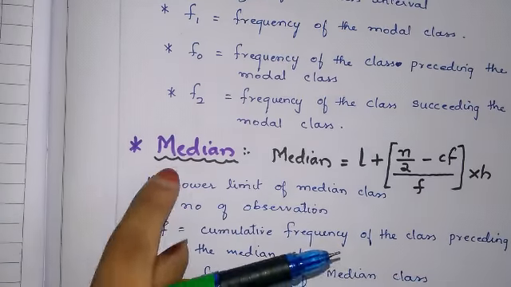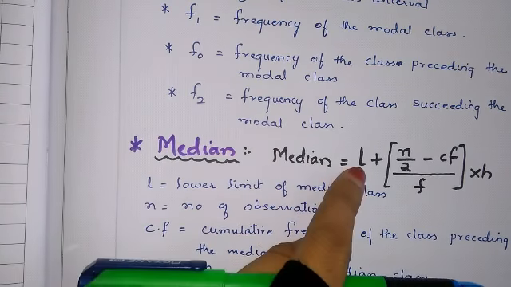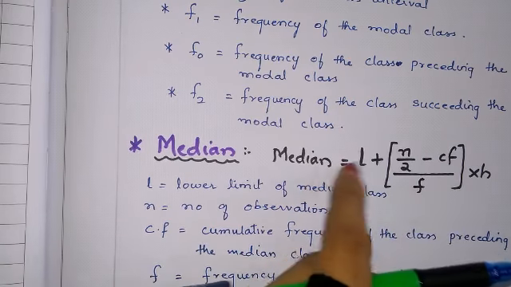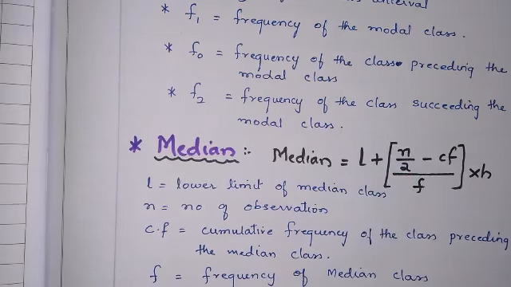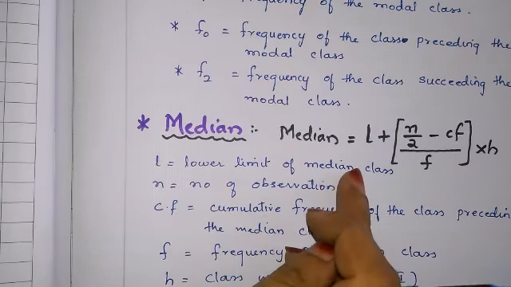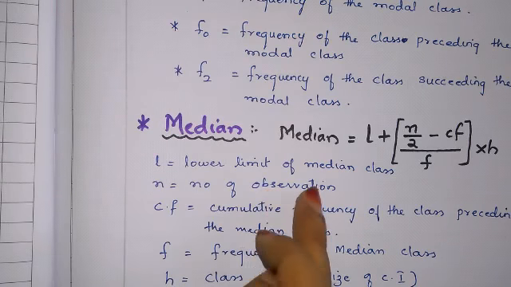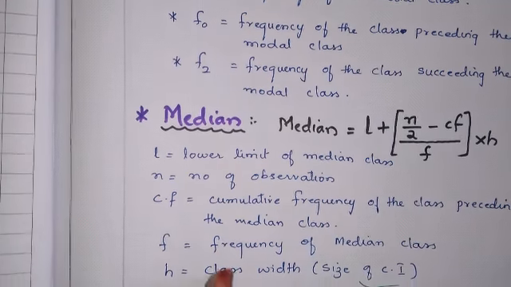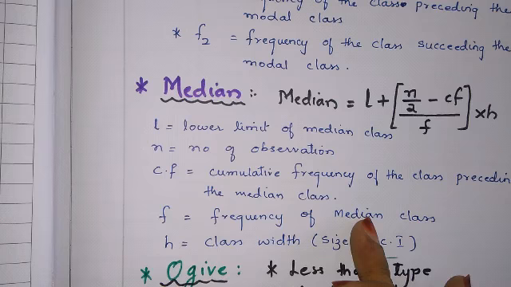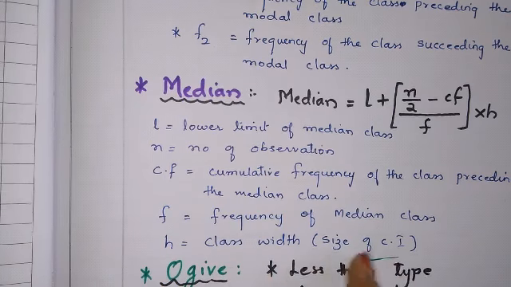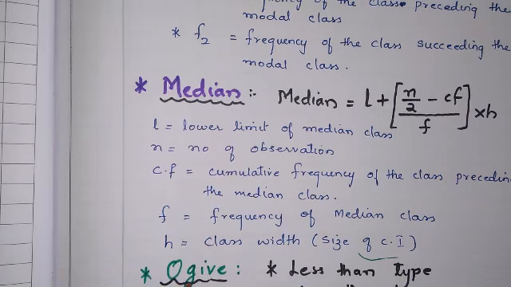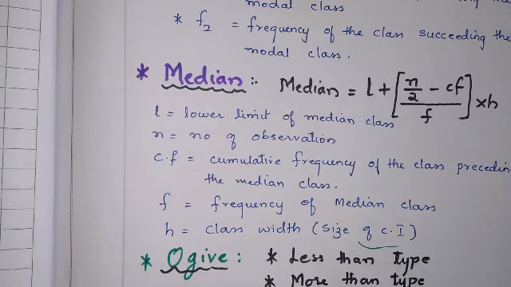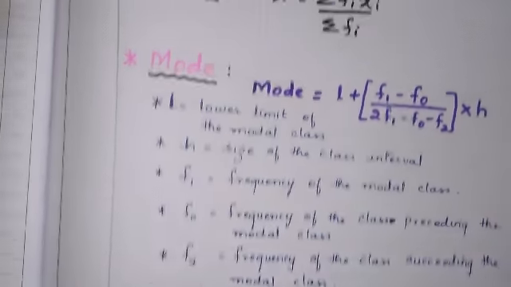The next is median. Median is L plus n by 2 minus cf upon f, into h. This is the formula to find median. Here L stands for lower limit of the median class, n stands for number of observations, cf stands for cumulative frequency, f stands for frequency of the median class, and h is size of the class interval. And the next topic we are going to learn is OG: less than type OG and more than type OG. One by one we will start learning.